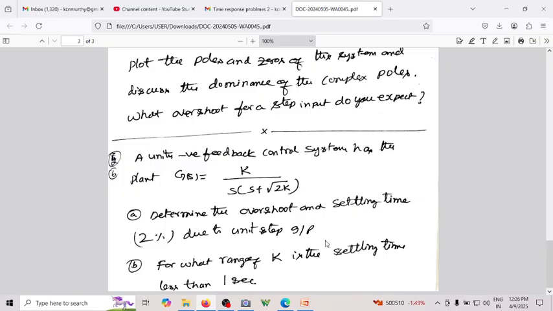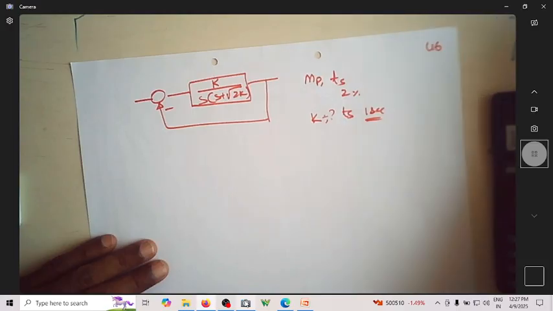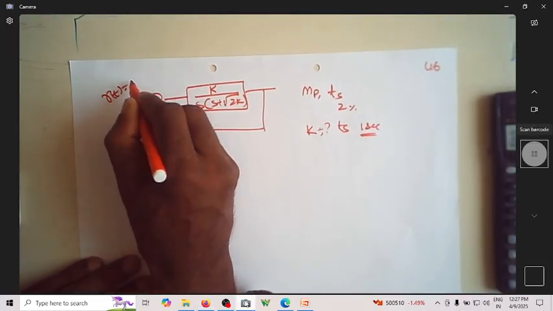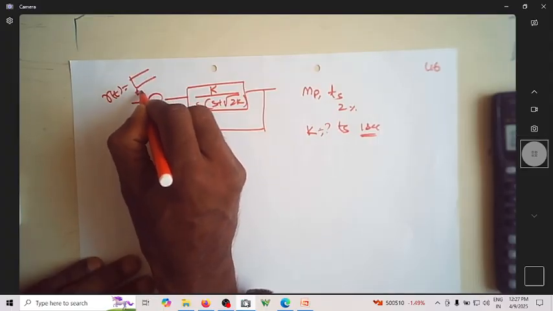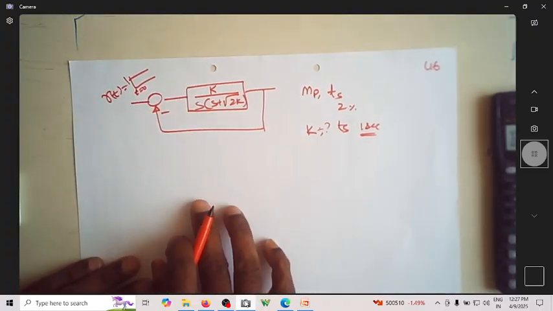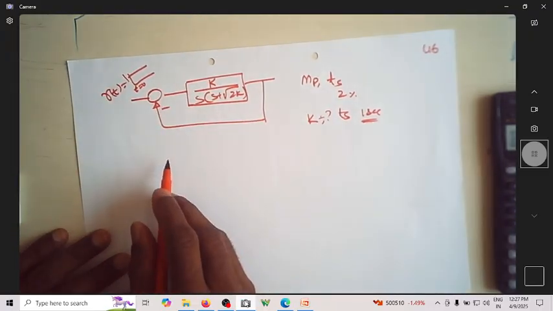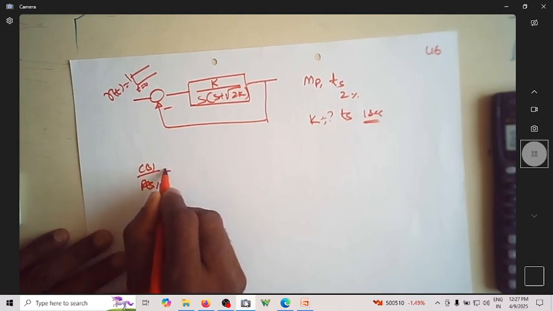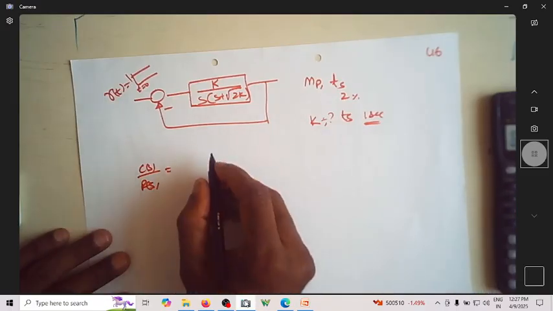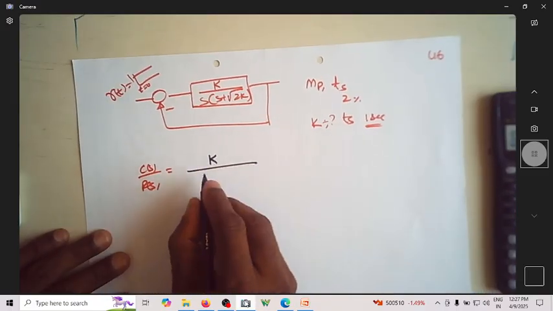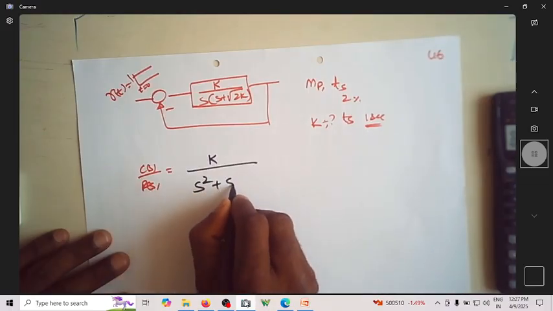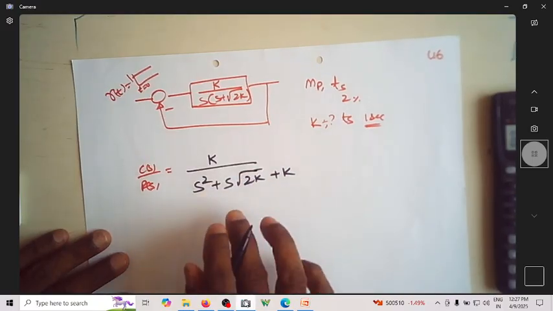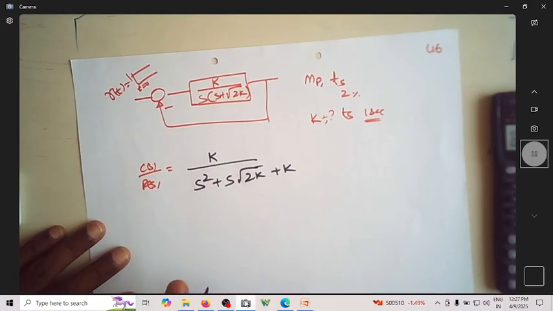Okay, let me just show you what we are asked to find. We are asked to find this for r(t) equal to a unit step input. So we know this. What is C(s)/R(s) of this? C(s)/R(s) is K/(s² + s√(2K) + K).